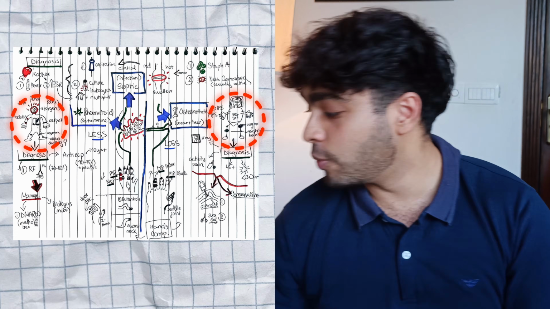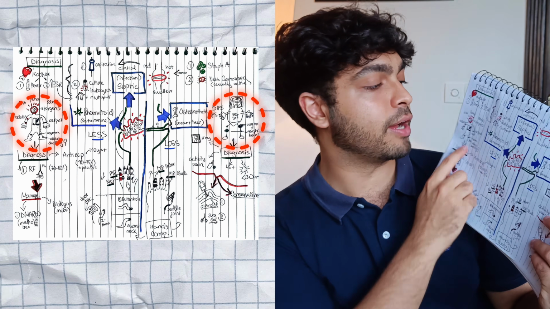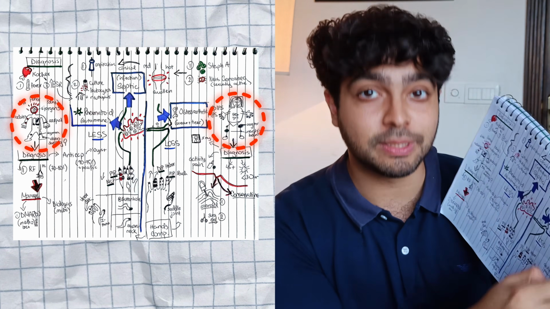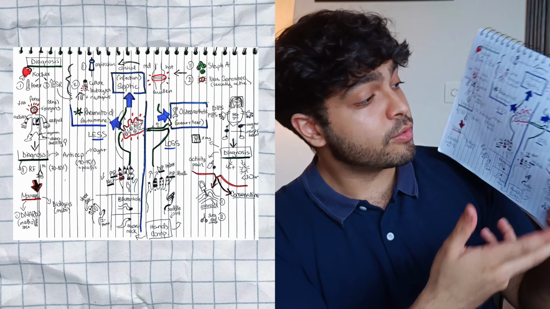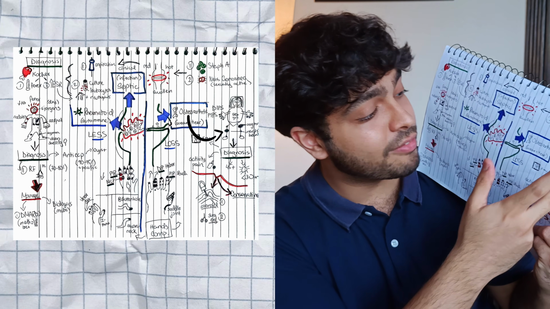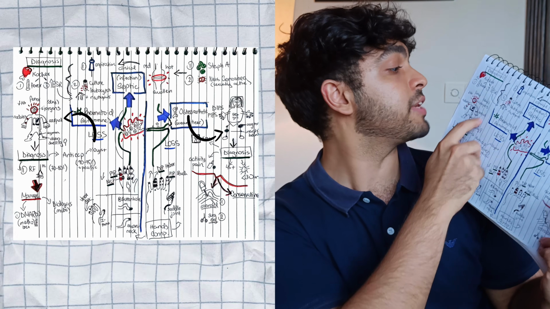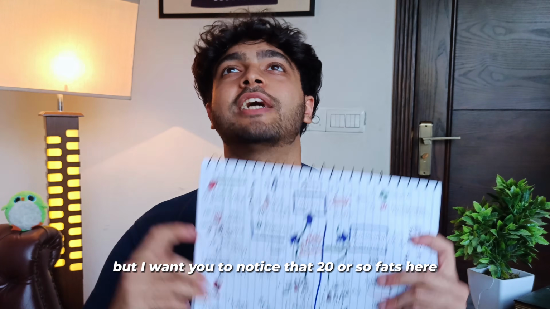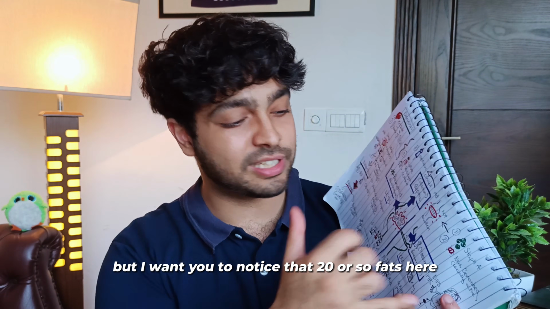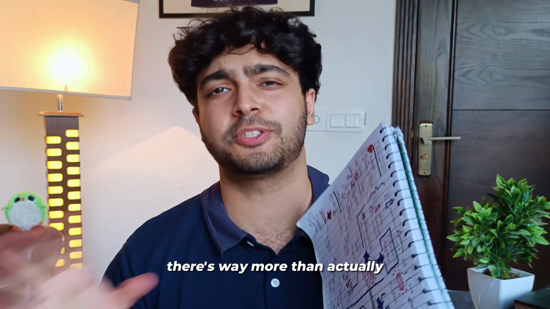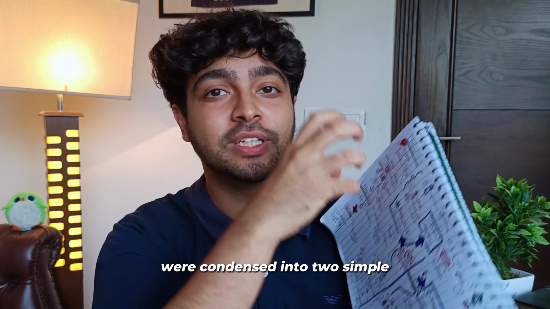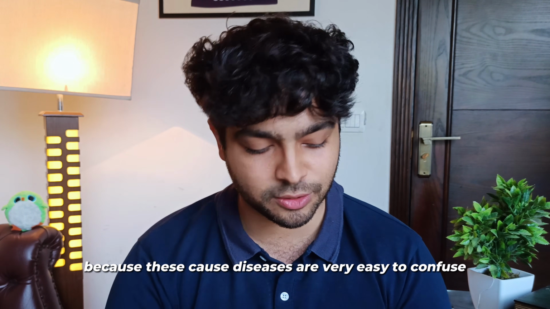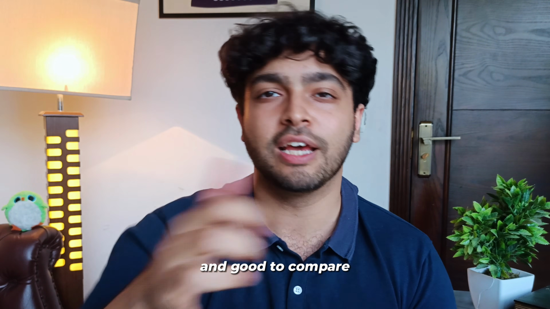What I did instead was I drew these horrible looking stick diagrams to represent what the patient is presenting with, what symptoms they have. And they're much more memorable as well. They represent the conditions. This one having issues with only joints, this one having issues with pretty much everything because it's an autoimmune disease. But I want you to notice that 20 or so facts here, 10 each of symptoms, at least, there's way more than that actually, were condensed into 2 simple, memorable diagrams that I can now also think about and compare in my head because these 2 diseases are very easy to confuse and good to compare.